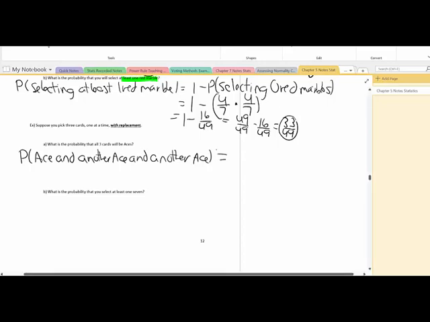So the probability of selecting an ace, 4 aces out of 52. Again, you look at it, put it back in. Probability is still 4 out of 52 to pick the next ace. Again, look at it, put it back. The probability stays the same of 4 out of 52. Well, this can simplify down to 1 over 13 times 1 over 13 times 1 over 13. And that gives us 1 over 2197.